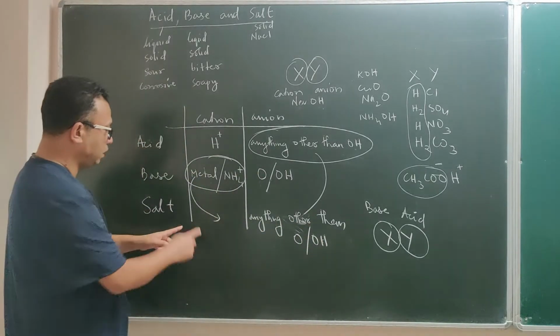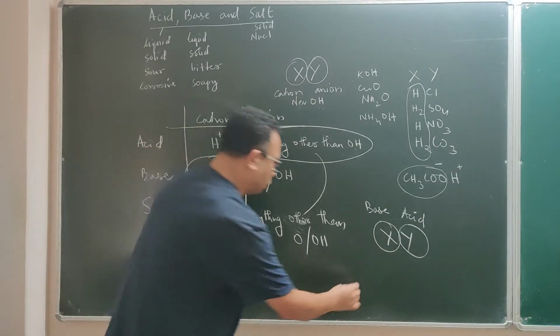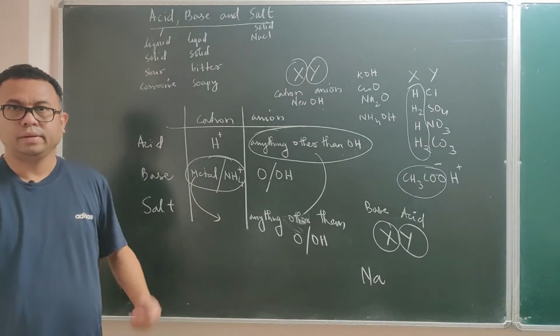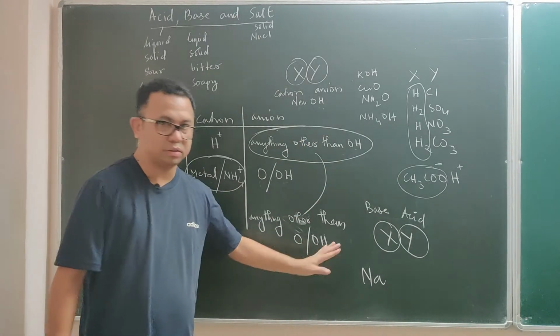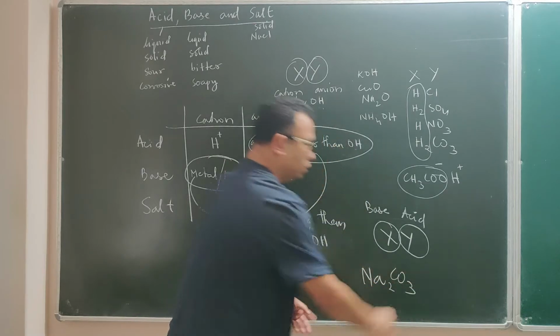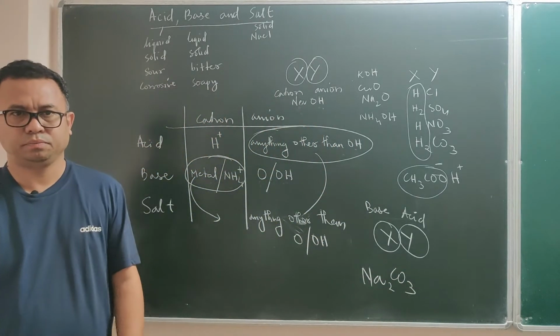Now see here, what I'll do, I'll borrow one metal from a base. Let's borrow a metal, sodium. I borrowed. Then let me borrow anything other than oxide and hydroxide. Anything other than oxide and hydroxide is carbonate. Here it is, sodium carbonate. So sodium carbonate becomes a salt.